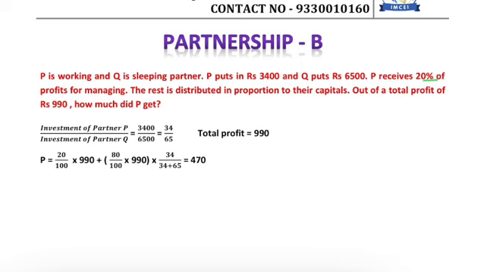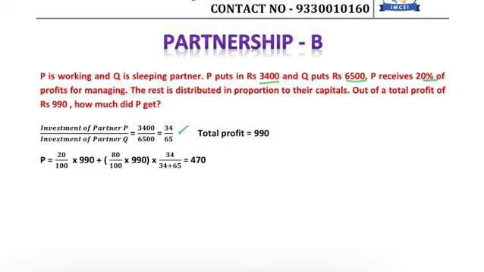P is a working partner and Q is a sleeping partner. P puts in 3,400 and Q puts in 6,500, so their investment ratio is 54:65. P receives 20% of the profit for managing. The rest is distributed in proportion to their capitals.